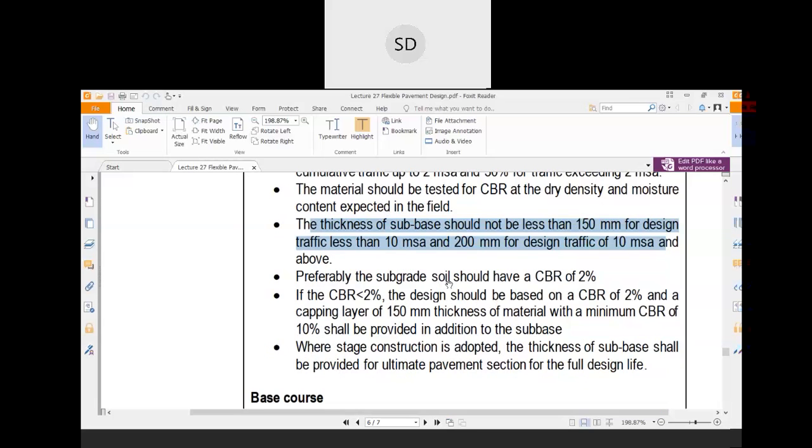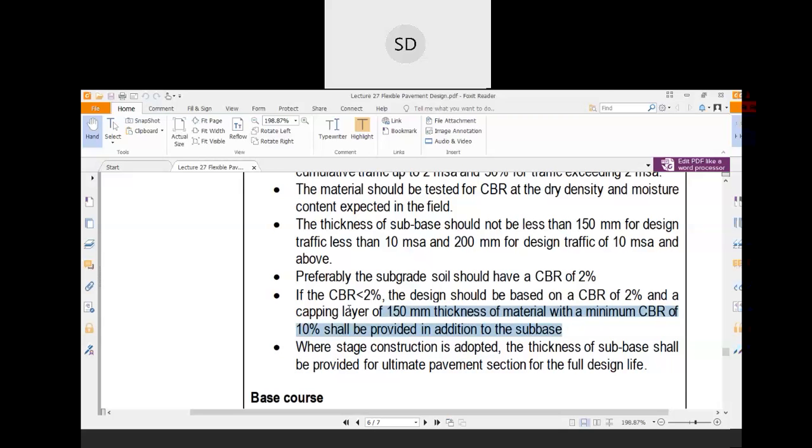And in such cases, the CBR value of the subgrade must be above 2%, and if the CBR is lesser than 2%, the design should be based on CBR of 2% and a capping layer of 150 mm thickness of material with a minimum CBR of 10% shall be provided in addition to subbase, and that particular layer is basically called compacted subgrade.